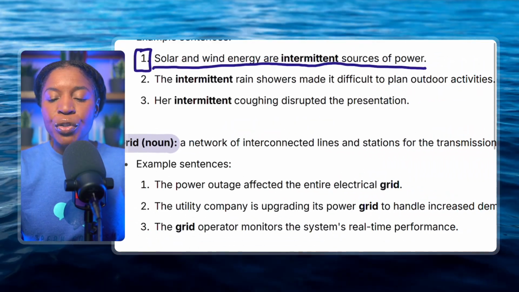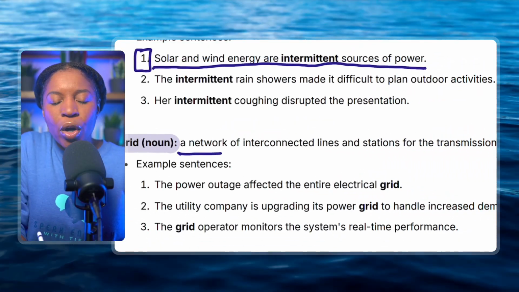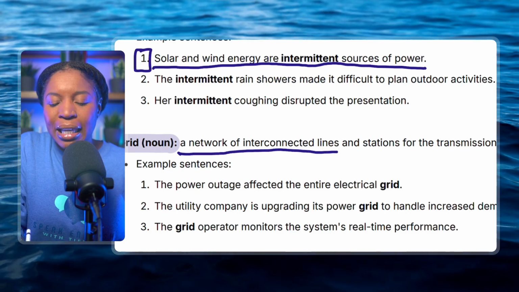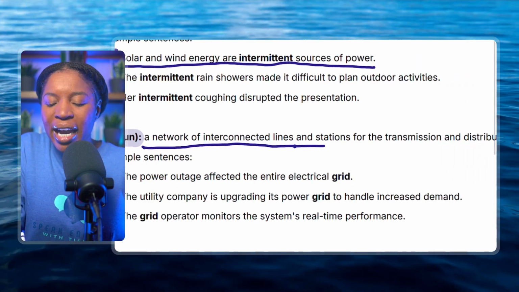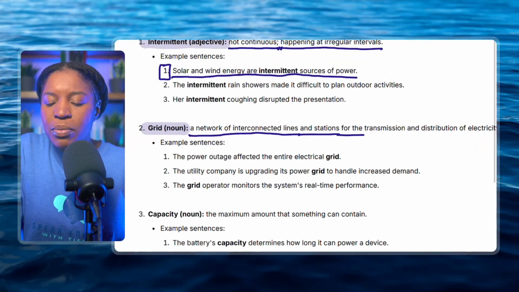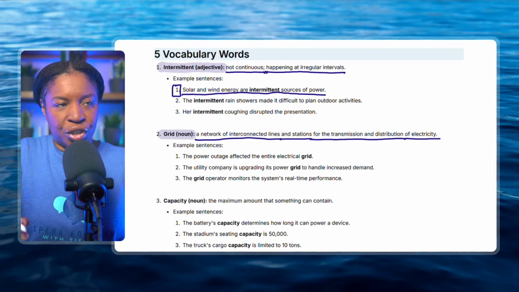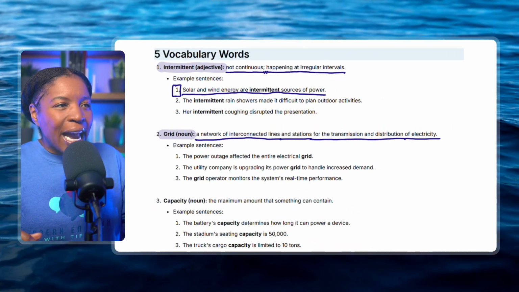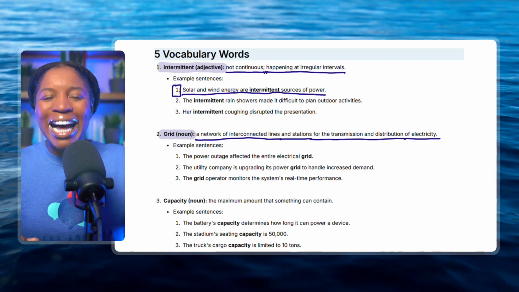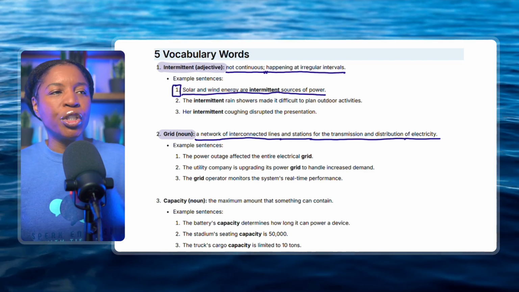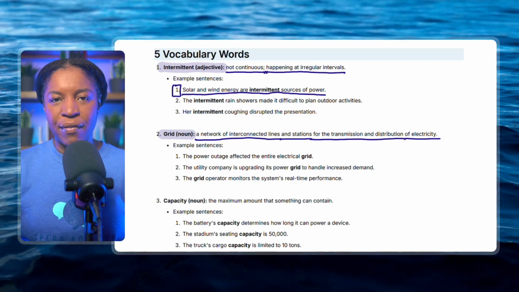So a grid refers to a network of interconnected lines and stations for the transmission and distribution of electricity. Again, a network of interconnected lines and stations for the transmission and distribution of electricity. I remember when I lived in South Korea and I would walk to my apartment and I would see all of these power lines above me.